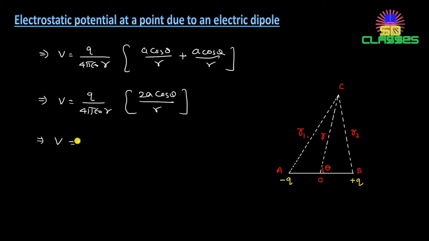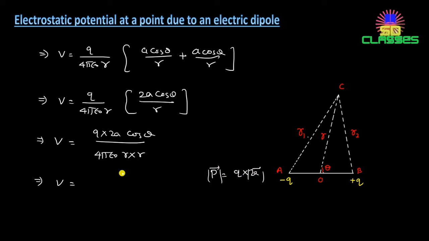So this will be equal to V equal to q into 2a cos theta divided by 4 pi epsilon into r square. Here q into 2a is your dipole moment, right? Dipole moment is equal to q into 2a. So the magnitude part is q into 2a, so in place of q into 2a, I can write dipole moment p cos theta divided by 4 pi epsilon r square. So this is the potential at a point P, making some angle theta with the dipole.